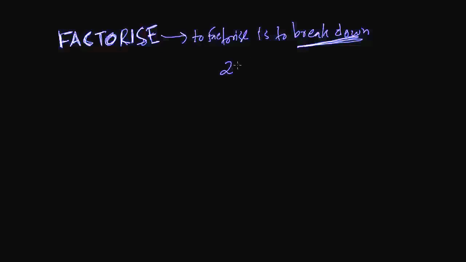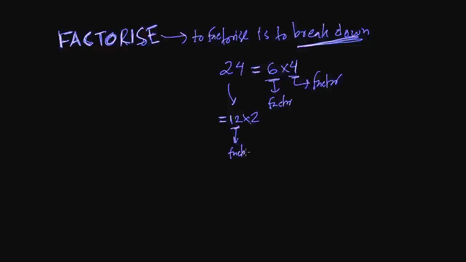For example, you want to factorize 24. It means you can break down 24 into 6 fours are 24. So 6 is called a factor, 4 is another factor. So that when you multiply 6 and 4, you get 24 again. 24 can also be factorized in terms of 12 2s are 24. So 12 is a factor, 2 is another factor. So this is how you factorize. Of course, 24 can also be factorized as 8 and 3. So 8 3s are 24. So 8 is a factor, 3 is a factor.